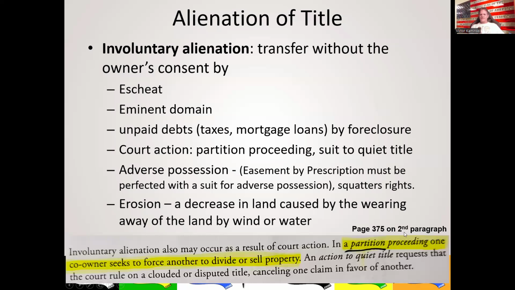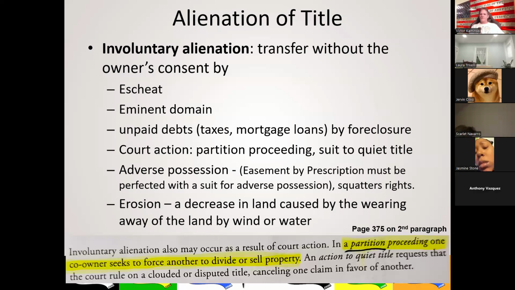And here on page 375 in the second paragraph is where you could highlight what a partition proceeding is. Everybody able to find that? Locate that? Yes.